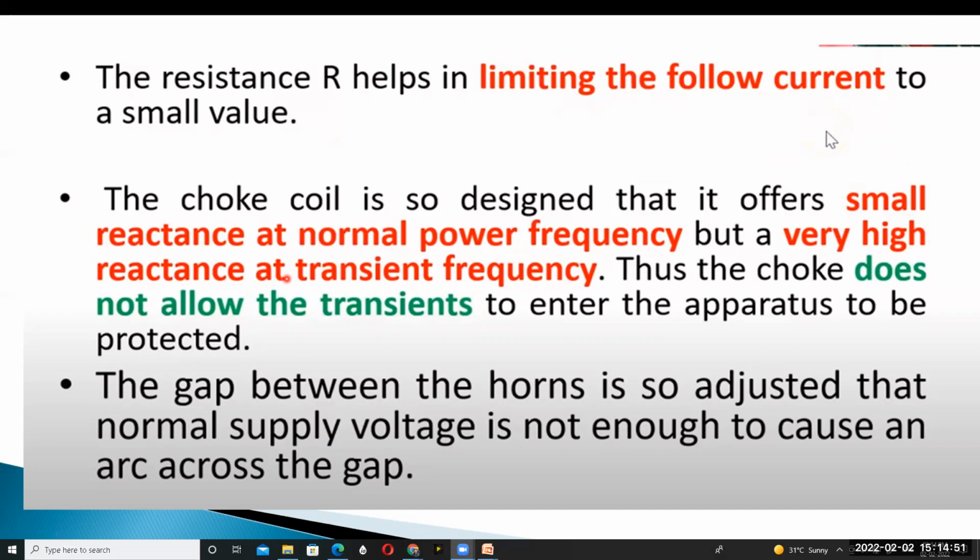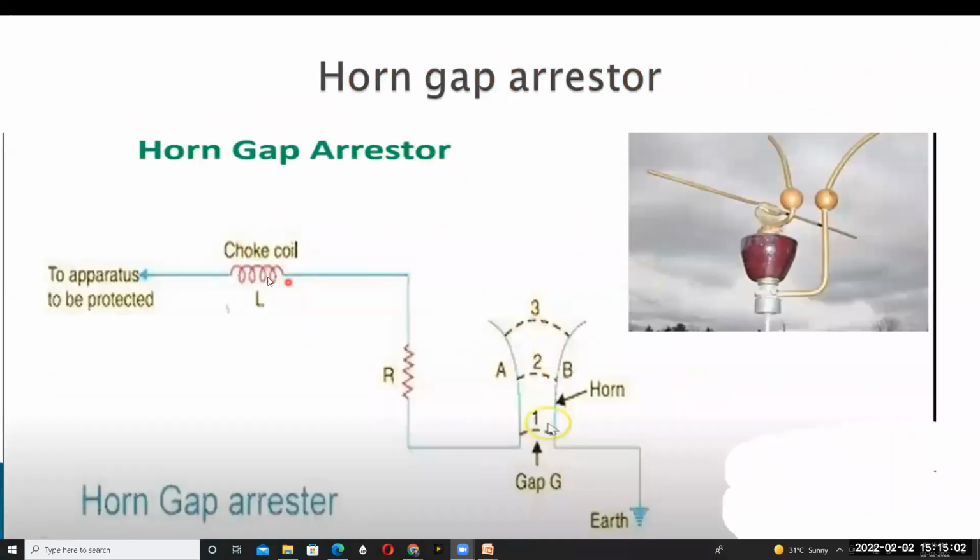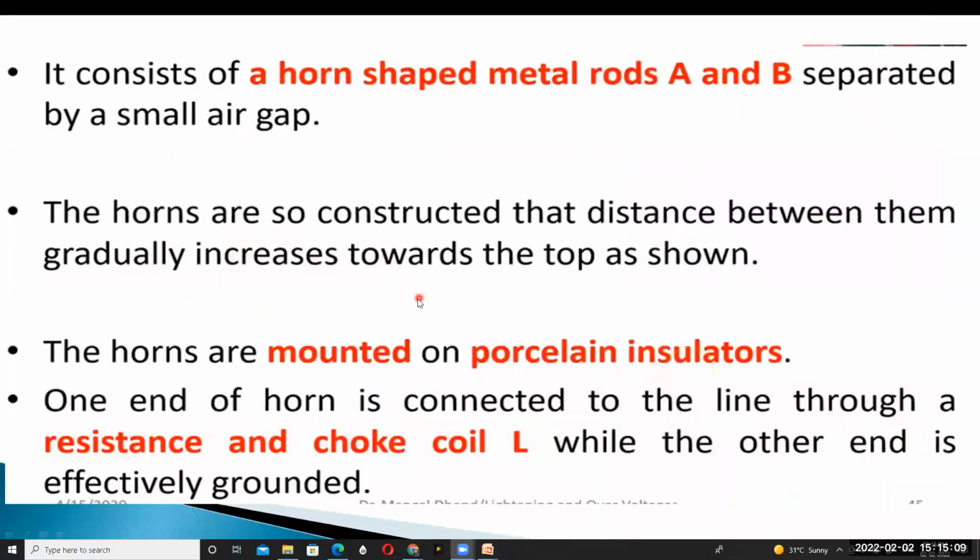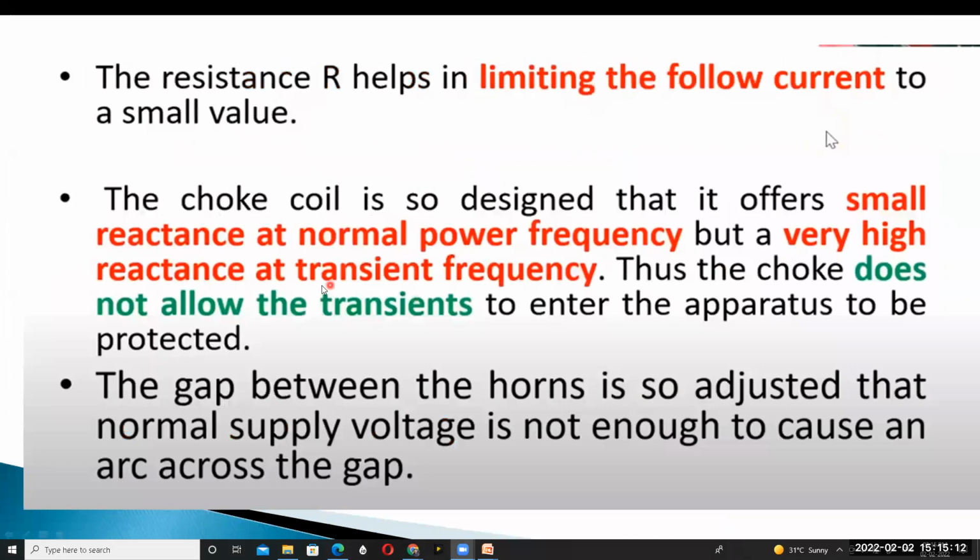That's why the design is constructed like this. The choke coil offers a very small reactance at normal frequency and high reactance at high frequency. Very high reactance at transient frequency, that is very high frequency. Thus the choke doesn't allow the transient to enter into the apparatus to be protected.